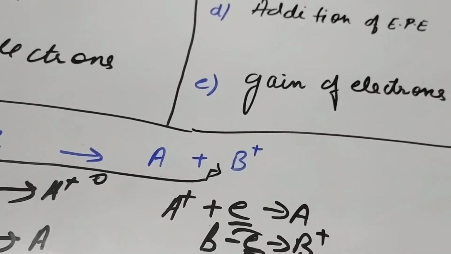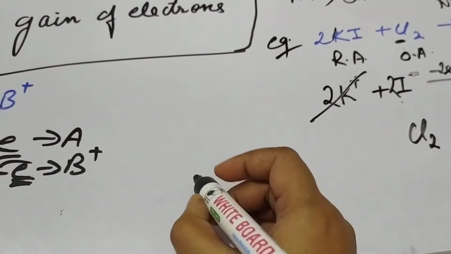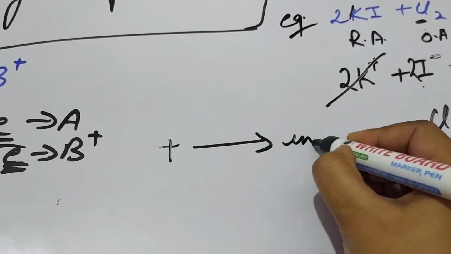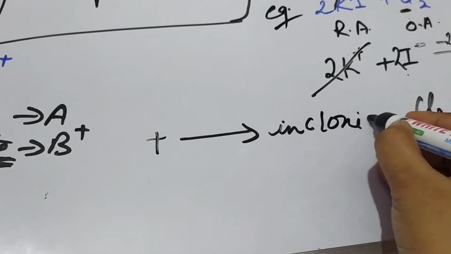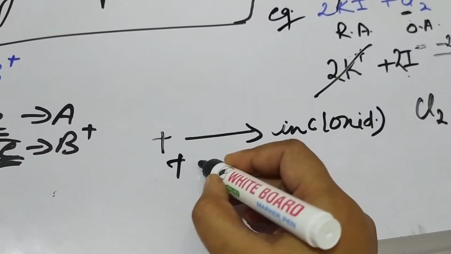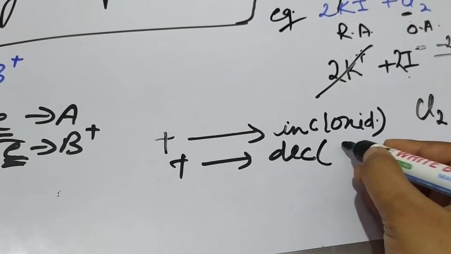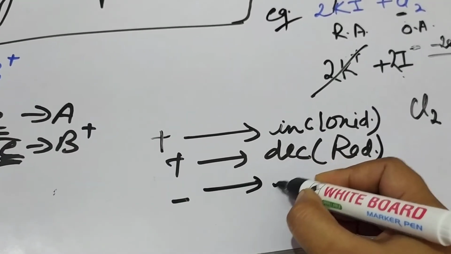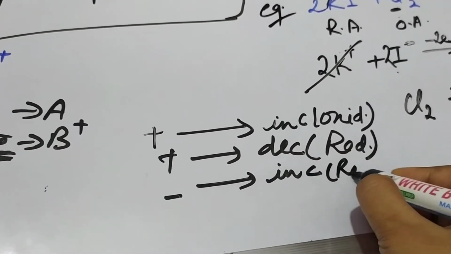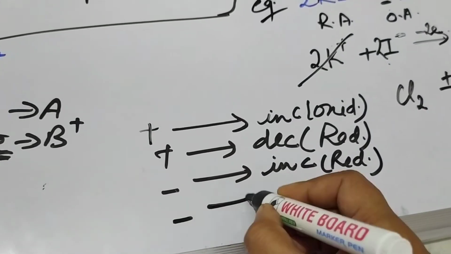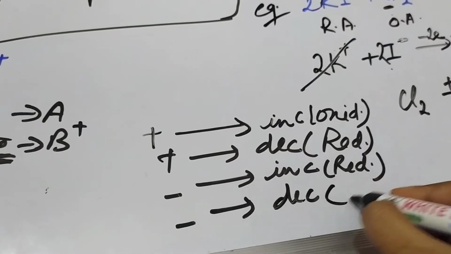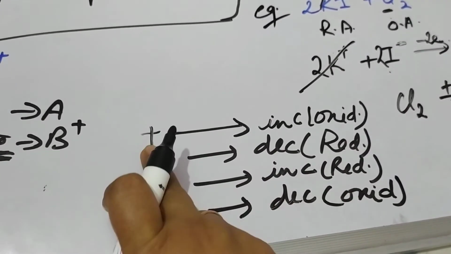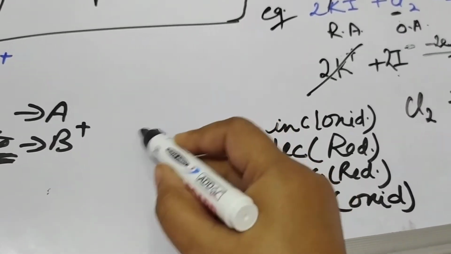Now there is a short trick to identify the oxidation and reduction in this case. If the positive charge is increasing on the right hand side, then it will be oxidation. If positive charge is decreasing on the right hand side, then it will be reduction. If negative charge is increasing on the right hand side, then it will be reduction, and if negative charge is decreasing on the right hand side, then it will be oxidation. Just opposite. This is opposite, and this is the opposite of this. So if you remember this, then also you can solve it.